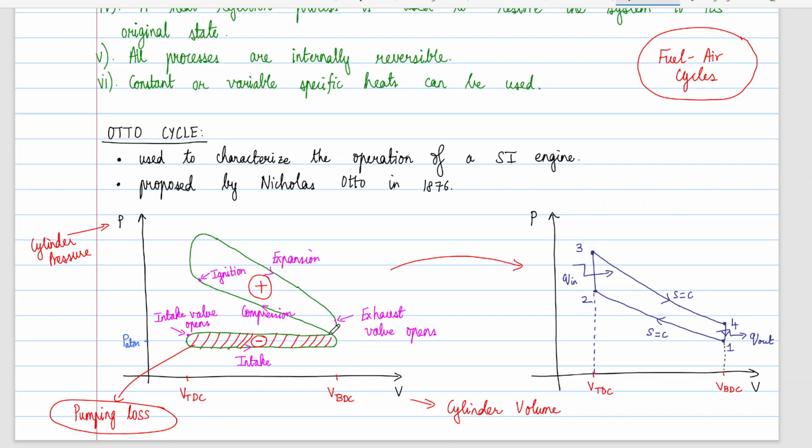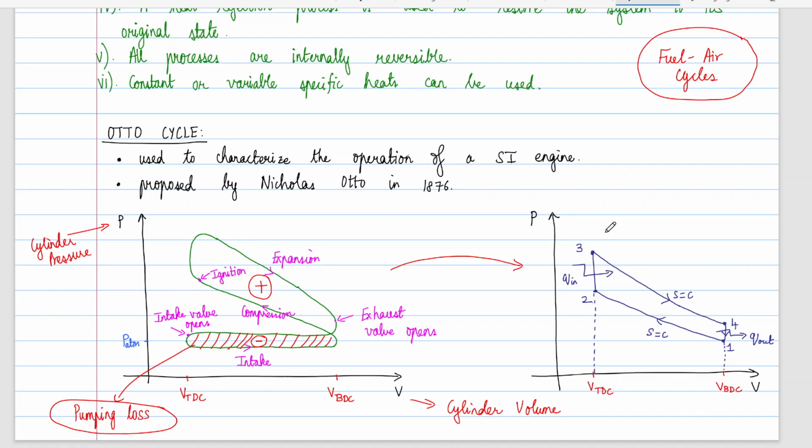And when again the piston is moving in the fourth stroke, the exhaust valve should open, and the consumed air fuel mixture, now just in the form of exhaust gases, will be thrown out. Okay, so this is how the process diagram is.